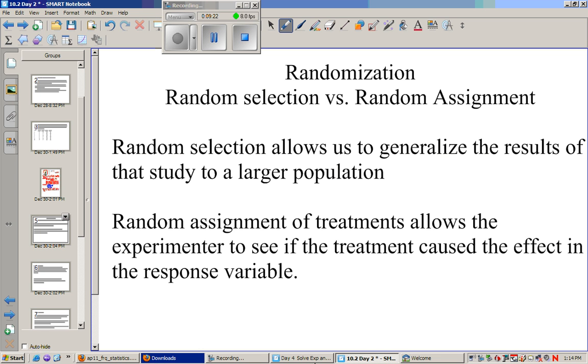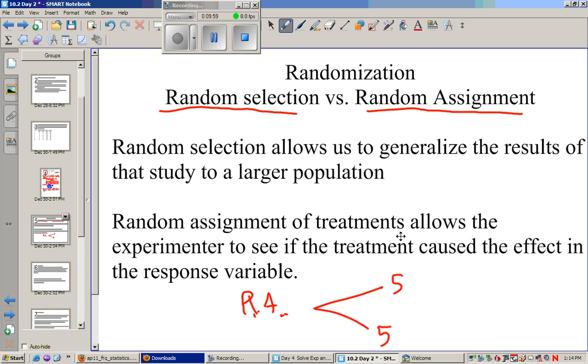Now, one thing we have to realize is the difference between random selection and random assignment. Random selection allows us to generalize our results to a larger population. This is when we want an SRS. A random assignment of treatments allows the experimenter to see if the treatment caused an effect in the response variable. So in a treatment, we're going to do a random assignment and put 5 people in this group, 5 people in this group, and he does that so there's not any bias, and he can see if the treatment actually caused the effect, because it evens out the groups.